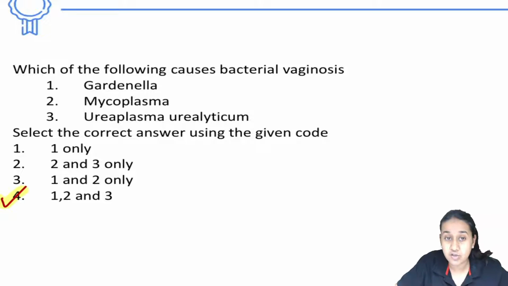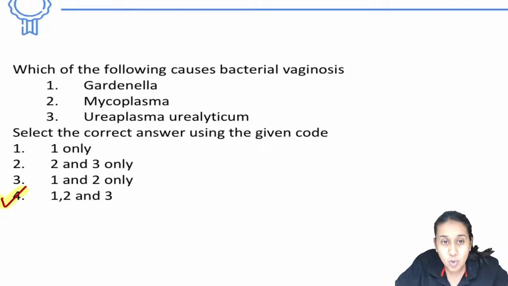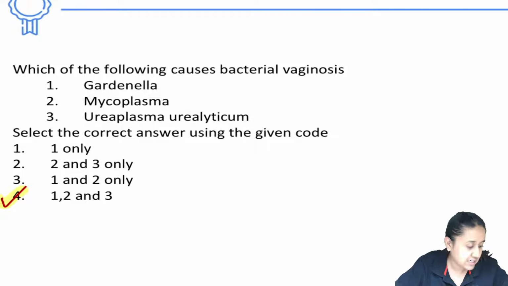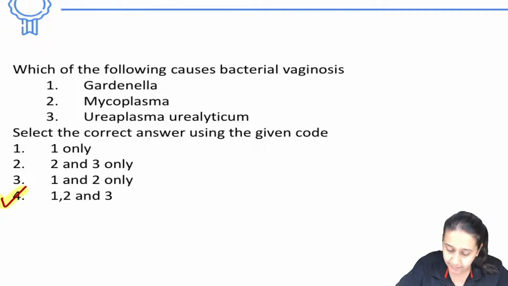Please remember, bacterial vaginosis is a condition which occurs because of an increase in the pH of the vagina. The pH of the vagina becomes more alkaline because the normal lactobacillus count goes down. When the lactobacillus count goes down, the pH increases, and that pH becomes very suitable for the growth of other organisms. So these individuals have a mixed infection with all types of organisms, whether it is Gardnerella, Mycoplasma, or Ureaplasma urealyticum. So the correct answer is option number 3, not only option number 1. Clear, everyone? Next.